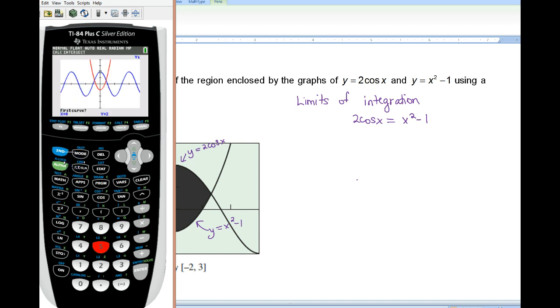Now it's going to say first curve. Yes, I want y1 to be my first curve. Second curve, yes, y2. Now when you press it the third time, it says guess. So let's say we want to find this one first. Just use your left arrow until it's closer to that point.